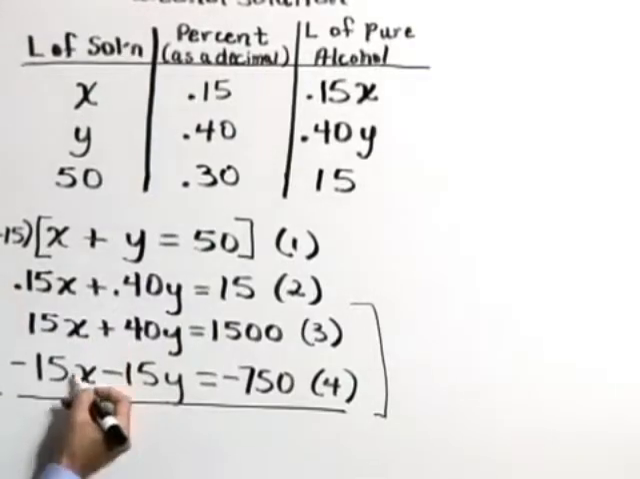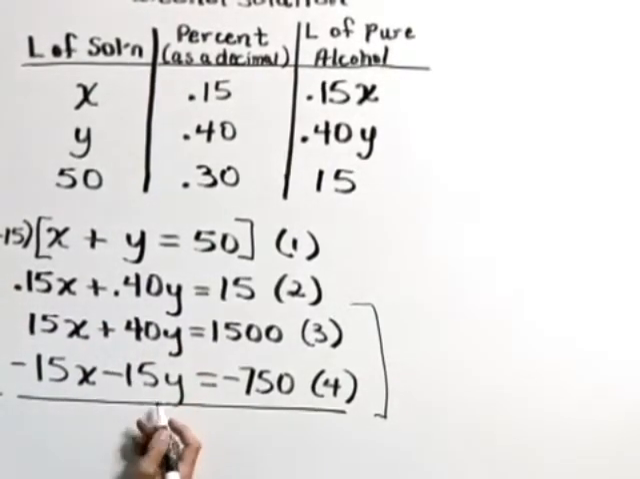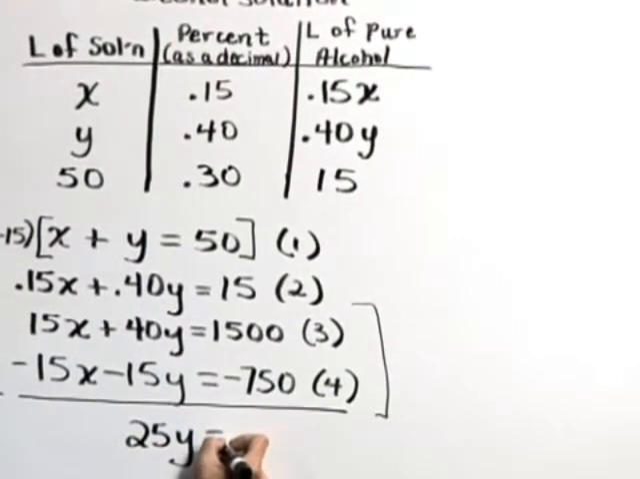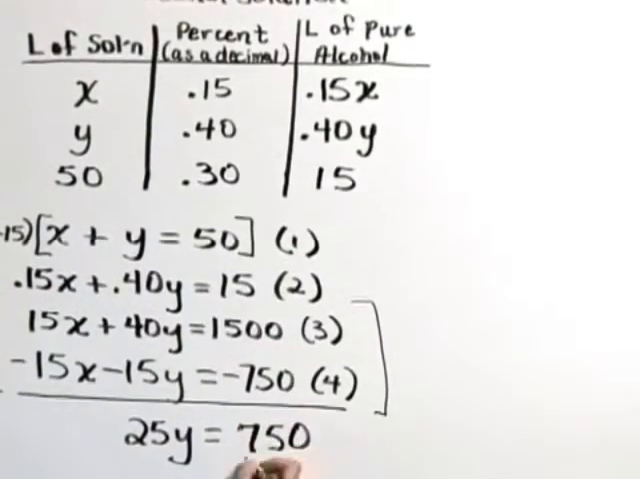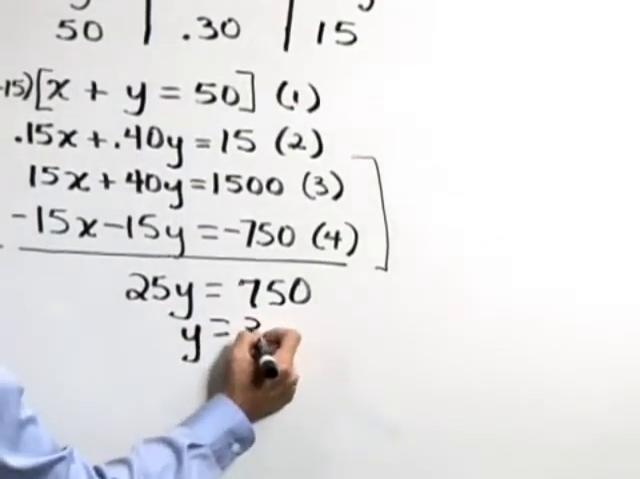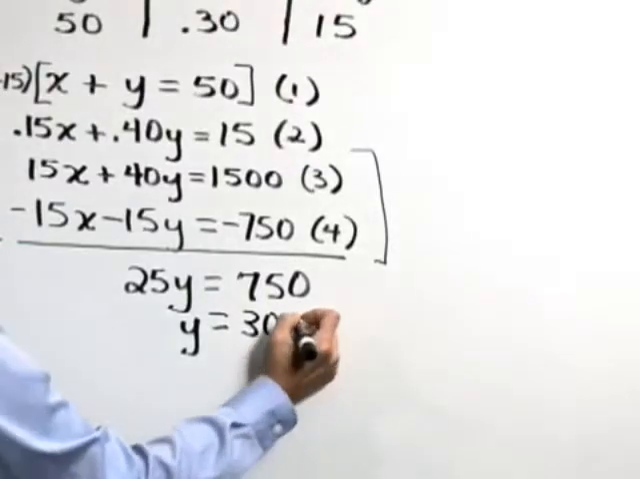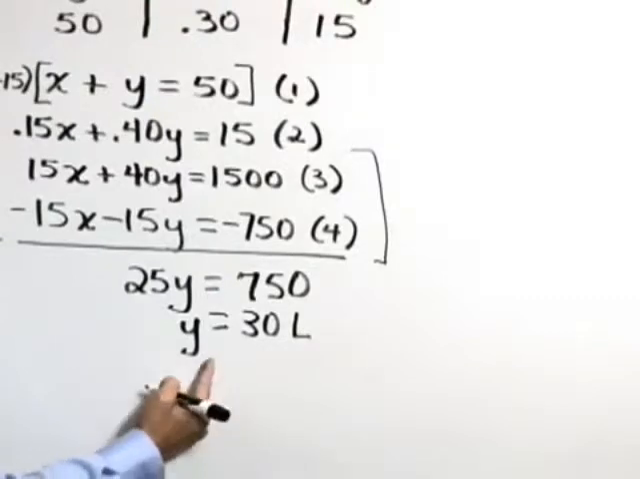As we add, our X variable cancels. 40 plus a negative 15 is 25Y. On the right-hand side, 1500 minus 750 is 750. Dividing now both sides by 25 gives Y is equal to 30. Y is the number of liters of the 40% solution. So we have Y equal 30.